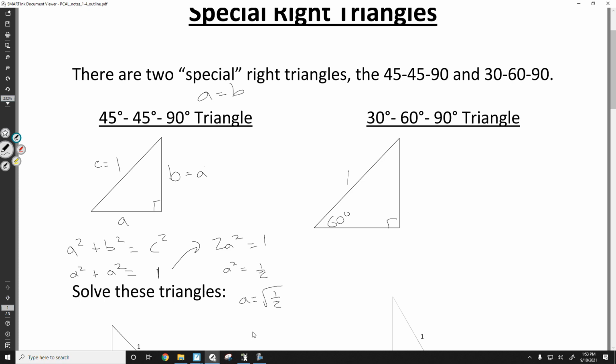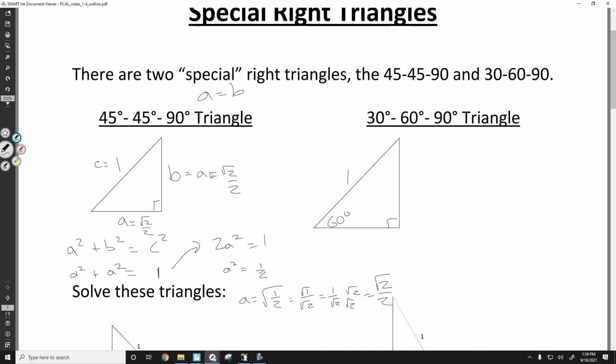Cool. You know what? I'm going to simplify this to be root 1 over root 2. I'm going to make that 1 over root 2. I'm going to rationalize that to root 2 over 2. If you have a 45, 45, 90 triangle and C is 1, A is root 2 over 2. I just proved it to you. Cool? They're the same. Root 2 over 2, if the hypotenuse is 1.